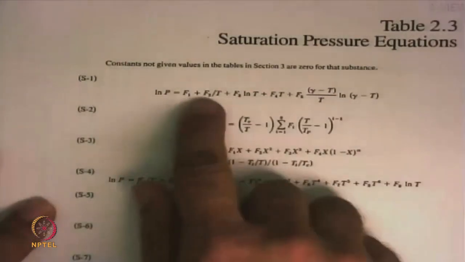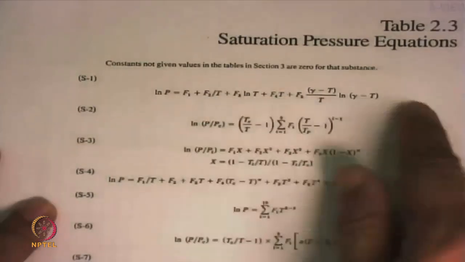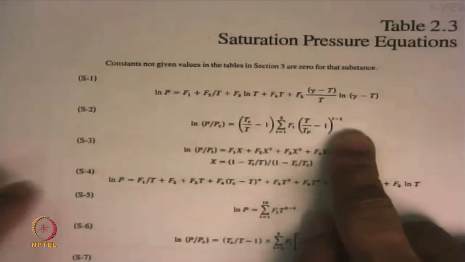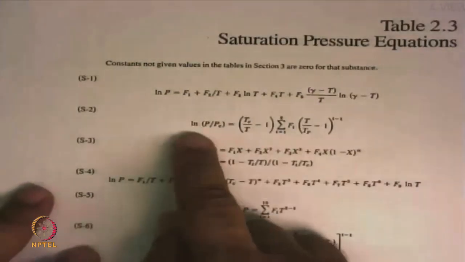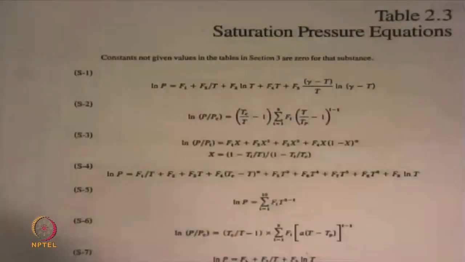ln P is equal to some function plus a function of 1 by T, ln T, and things like that. Or P by Pc is a function of temperature. And so this is a 1:1 equation. You specify the temperature, you know the saturation pressure. That's what it is. There are many other formulations that are possible. Again, some are good for some substances, some are not good for others.